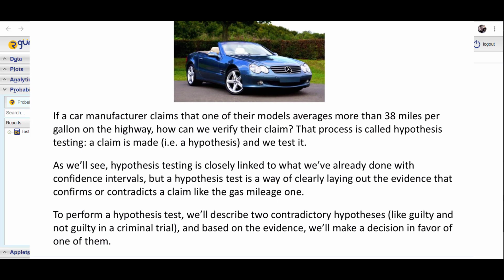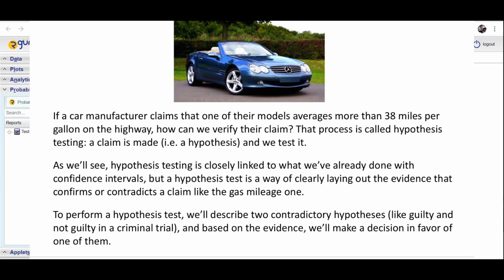So consider the following. If we had a car manufacturer who really wants to sell cars, they want their cars to look good. So they tell you any perks, any pluses for their car. They come out and tell everyone that this certain model of car averages more than 38 miles per gallon on the highway. Everybody wants good gas mileage, right? So the question is, how do we know they're telling the truth?